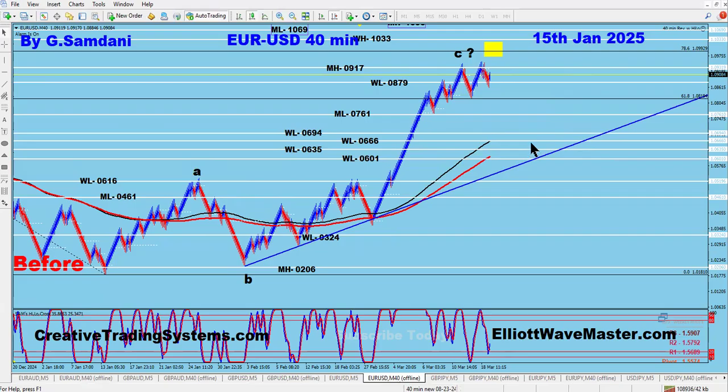So I will look for shorts in Euro USD, Pound USD, also Euro Aussie and Pound Aussie, and long in Pound Yen, Euro Yen, USD Yen. Gold also I'm looking for short. All right. So this is it for now.